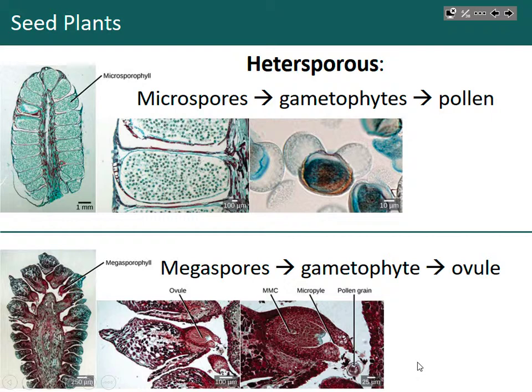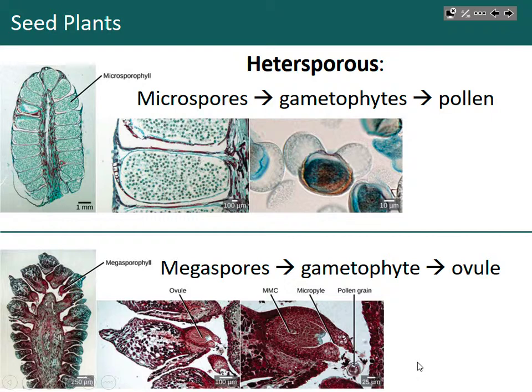And those are wind-borne structures or animal-borne structures that go out to find the product of the megaspores, which are the ovules. So this is an ovule-producing cone, the ovulate cone of a pine tree. And the megaspores are in the cone. And those megaspores give rise to a single cell that is the gametophyte. And that gametophyte becomes the ovule. And then the ovule can be fertilized by the pollen to make the new individual.